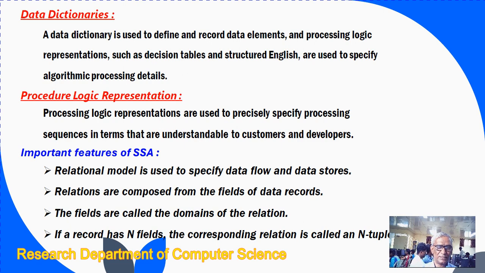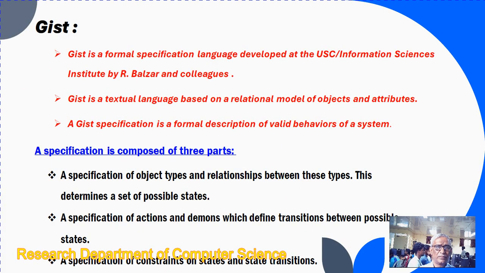Important feature of SSA. Relational model is used to specify data flow and data stores. Relations are composed from the fields of data records. The fields are called the domains of the relations. If a record has n fields, the corresponding relation is called an n-tuple. And the last one, GIST.